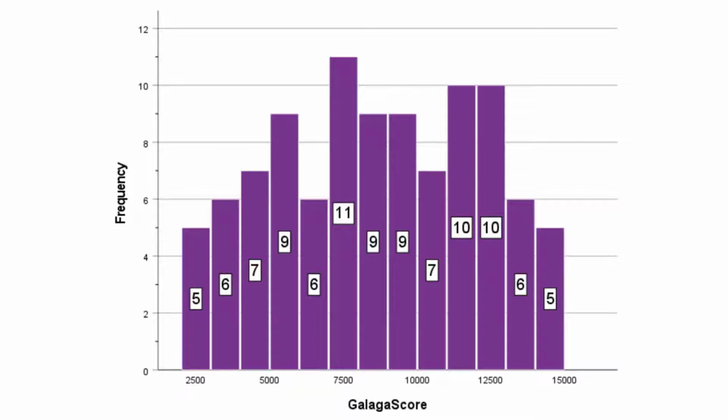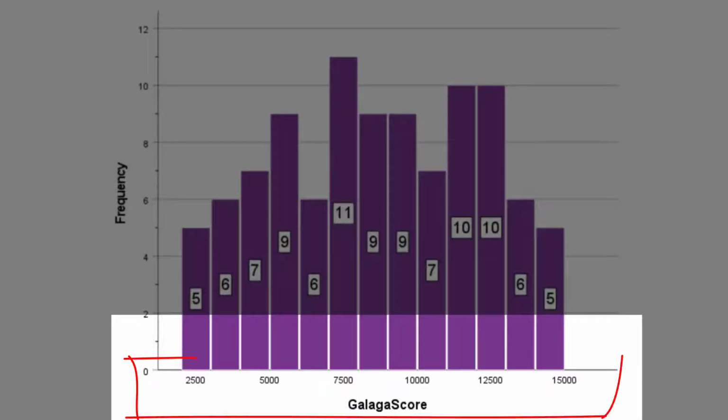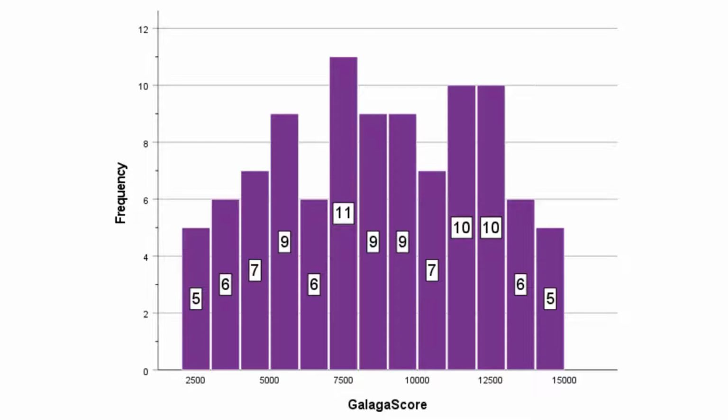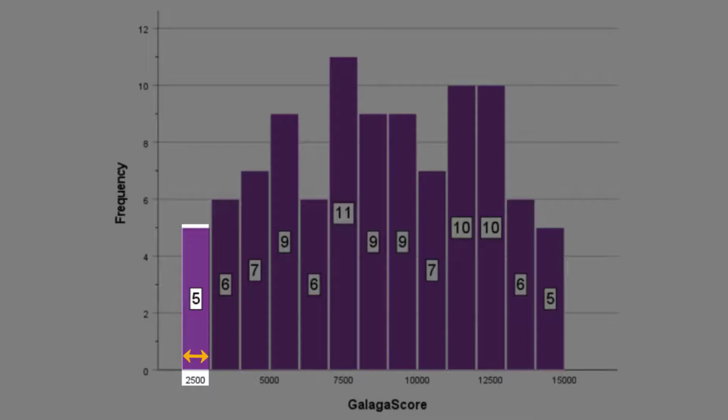A histogram is a visual display of data. Notice that the horizontal axis, called Galaga score, moves from left to right. The farther to the right you go, the higher the score gets, up to a maximum of about 15,000 points. The vertical axis is a frequency count of the number of players who achieved a particular score. Scores are categorized according to bins. Each of the bars represents a range of about 1,000 points.